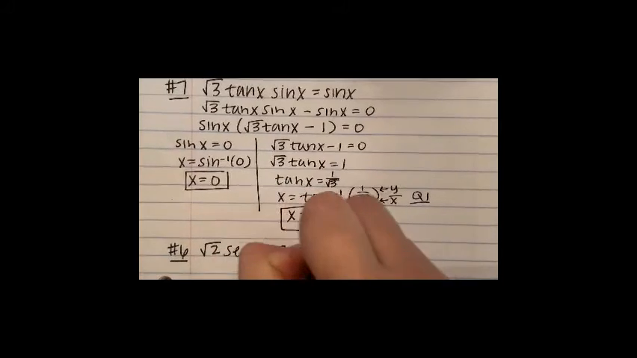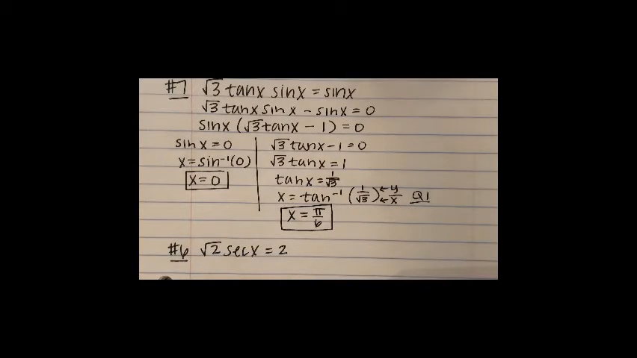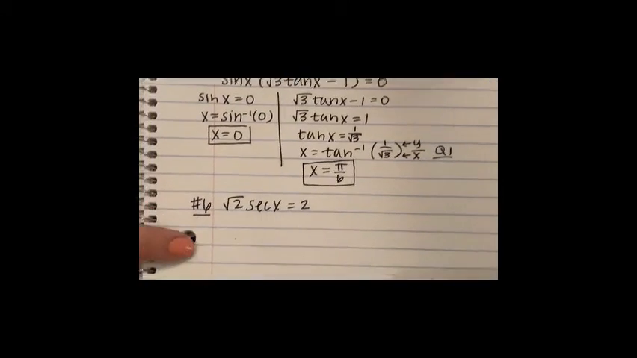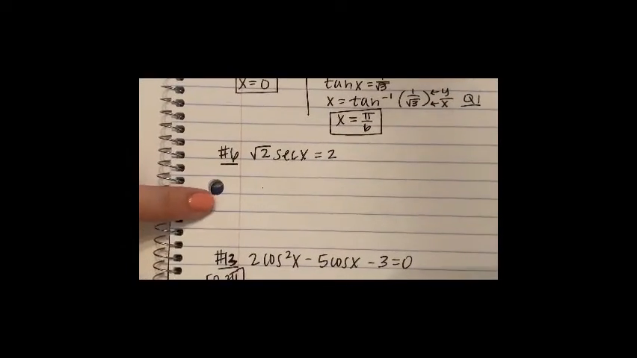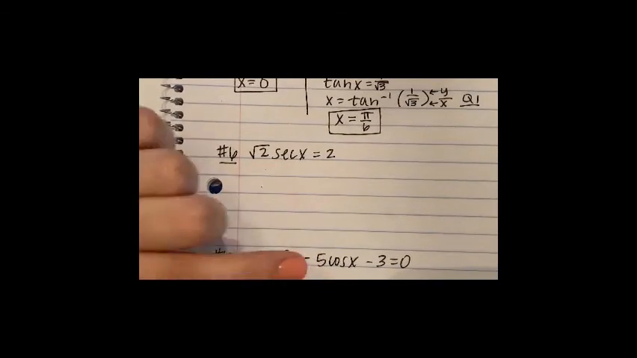You'll find it at pi over 6. Double check, make sure you know how to find it. Any questions? No questions? Great. Last one we're going to do on this page is number 6. Number 6 is different because it has a reciprocal identity, but that's okay.